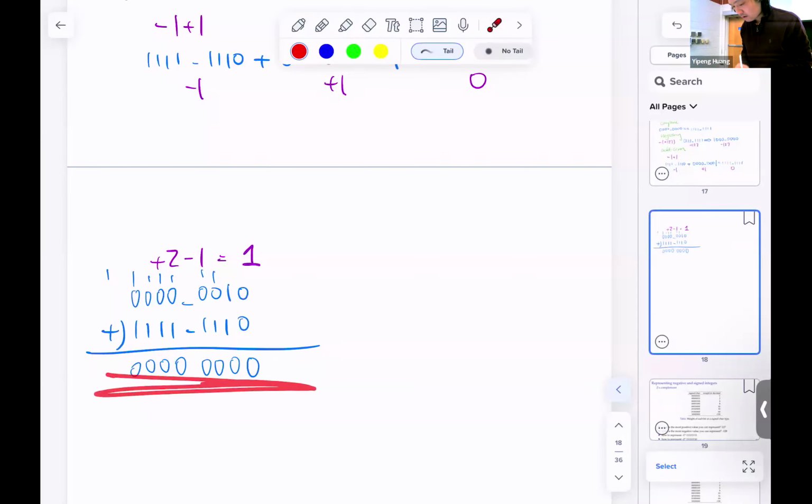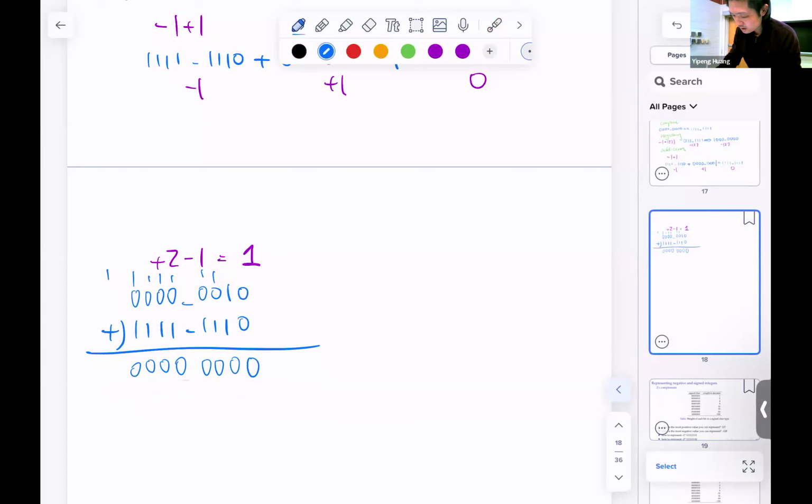So if we do addition in the normal way, 1 plus 1 equals 0, carry 1. I've got a string of all zeros. And what does that evaluate to? That's one of the representations of 0. Right, so how do we fix this up?